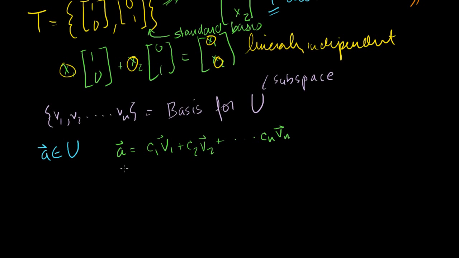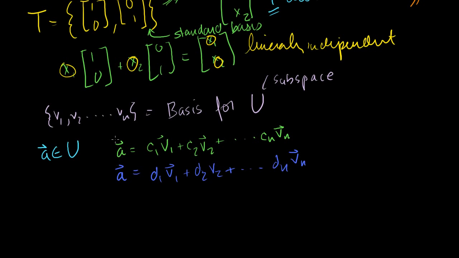Right? Now I want to show you that this is a unique combination. And to show that, I'm going to prove by contradiction. Let's say that there's another combination. Let's say I could also represent A by some other combination, d1 times v1 plus d2 times v2 plus all the way to dn times vn, right?